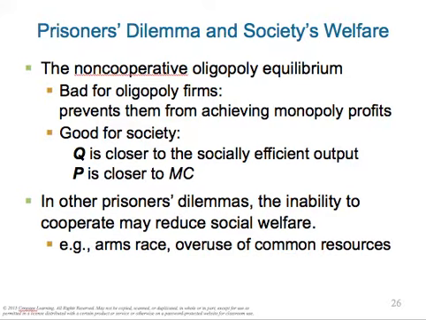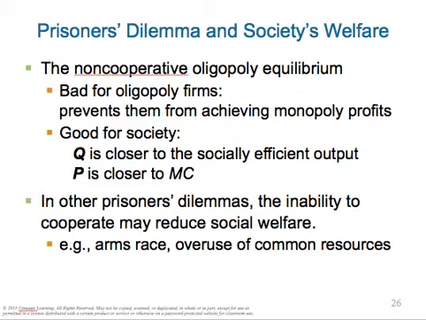Now looking at prisoner's dilemma and society's welfare, a non-cooperative oligopoly equilibrium, okay? It's bad for oligopoly firms. It prevents them from achieving monopoly profits. So think about Verizon and AT&T in our example. They would have been better off each producing 30 units of phone service and making a total of 60, which is where a monopoly would operate. If they could just keep the oligopoly together, they would make monopoly profits. It's hard to do, though, because there's that Nash equilibrium telling them that they should renege on each other. Okay?